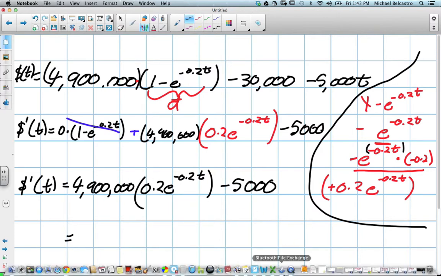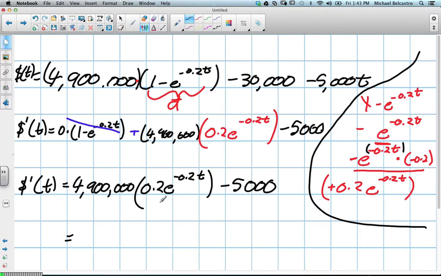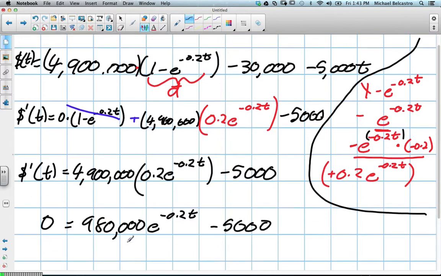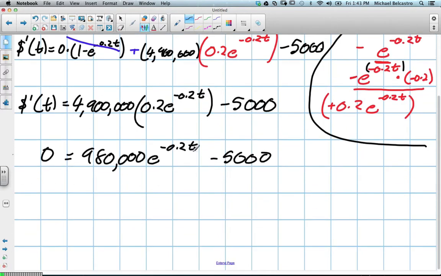When we multiply that, it's going to be like 9.8 with one less 0. Somebody just calculated it. I think it's 980,000 when we move it out. You guys just double check that for me, okay? And the same idea, we're going to set it equal to 0. And the goal is to isolate for t.